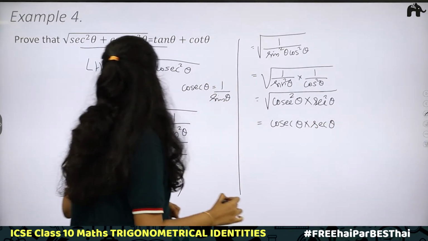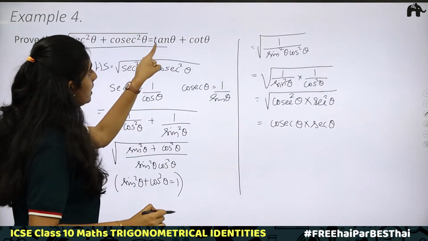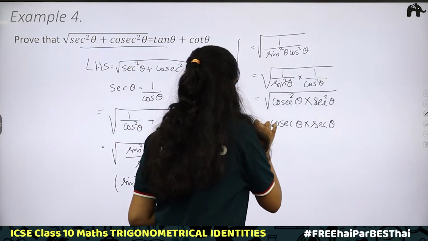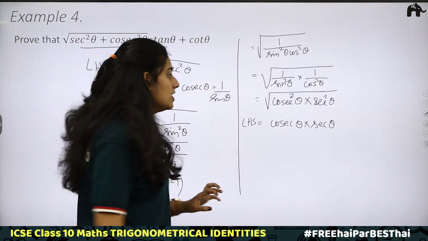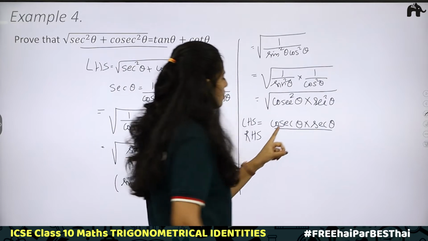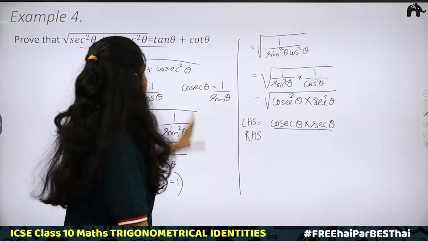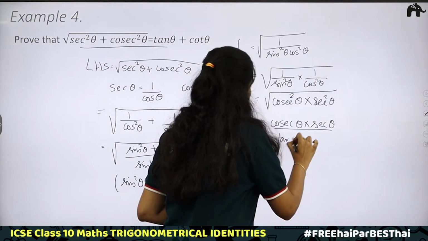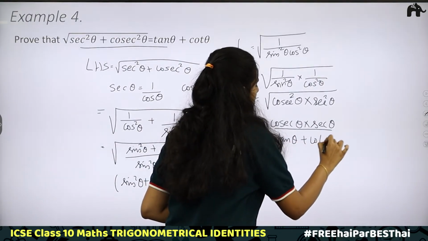What is there in the RHS? RHS we need tan theta plus cot theta. Okay. So we'll stop here for left hand side. Now we'll start right hand side. Okay. Left hand side we have cosec theta into sec theta. Right hand side is tan theta plus cot theta.